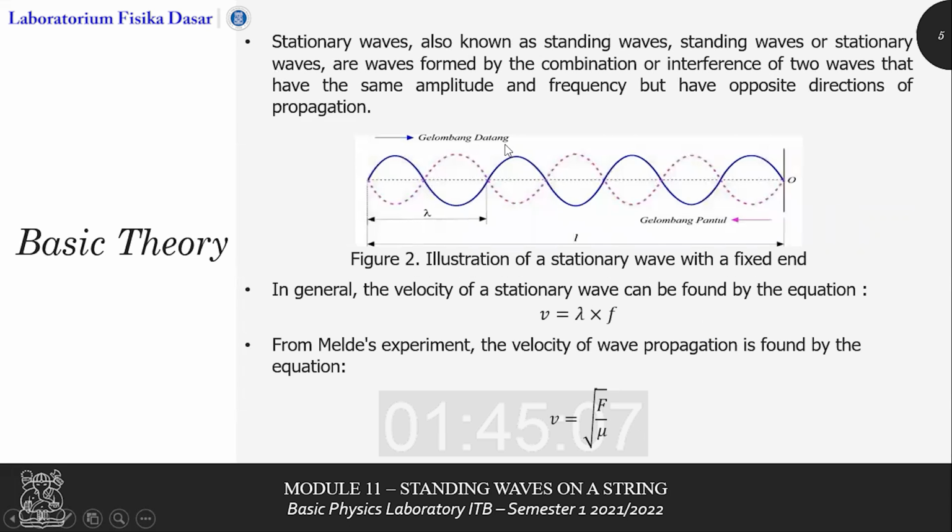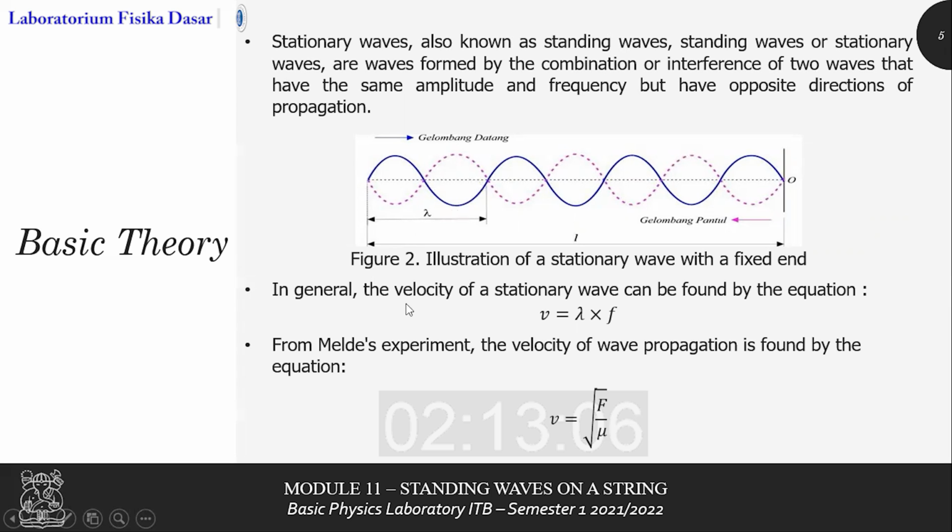Okay, and then we'll go on to stationary waves, also known as standing waves. They are waves formed by the combination or interference of two waves that have the same amplitude and frequency but opposite directions of propagation. So there is a wave from here, and then the wave will bounce and interfere, making stationary waves.